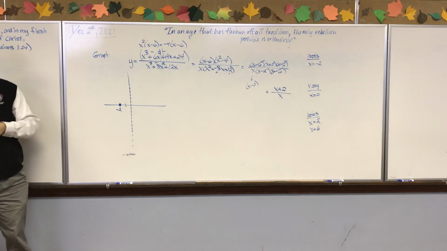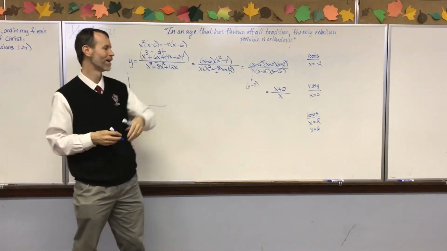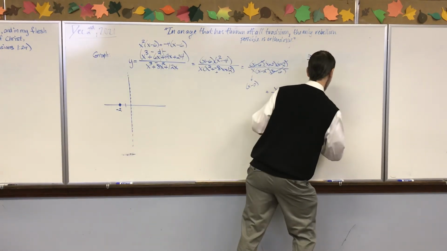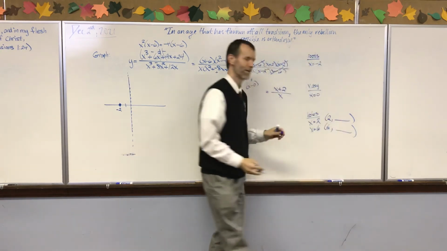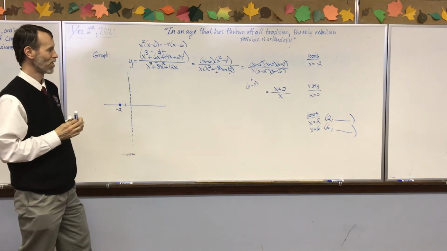Yeah. You can mark where the holes are. First of all, what are the 2 x values of the holes? 2 and 6. So 2 comma something and 6 comma something. Can you find the height for the 2 comma something? You can plug in a 2.